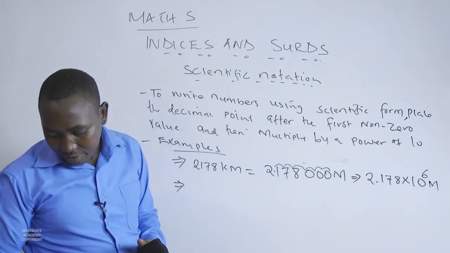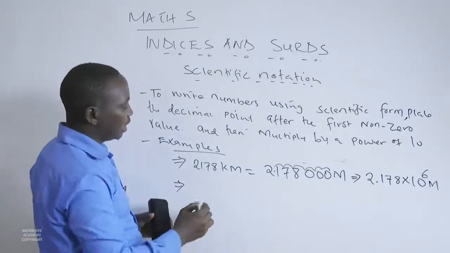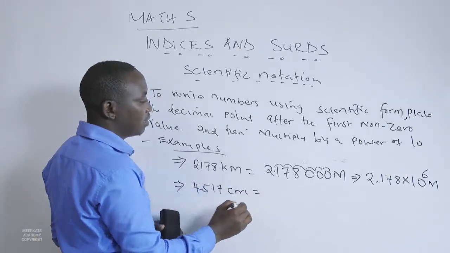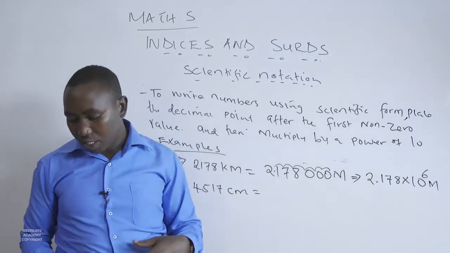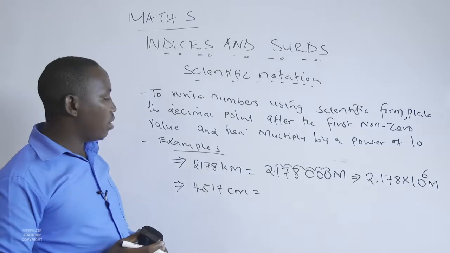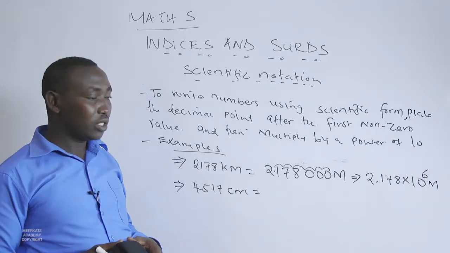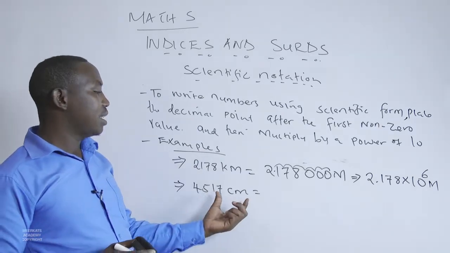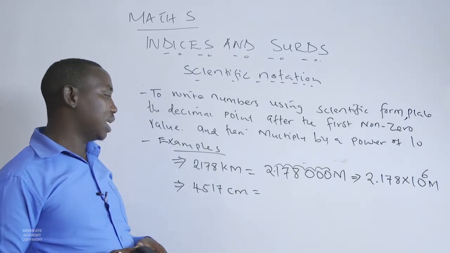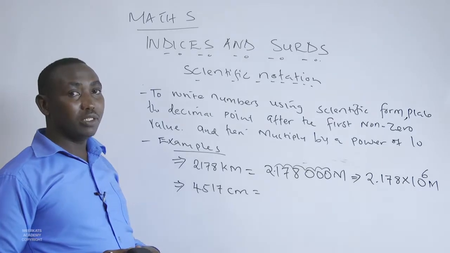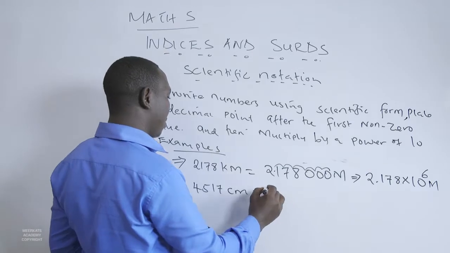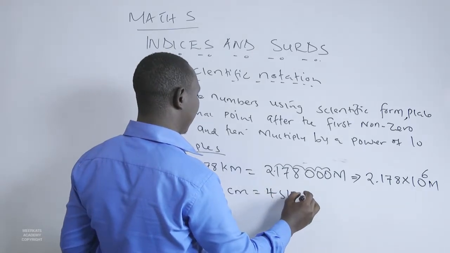We can have 4517 centimeters, and we would like to express it in terms of millimeters. So we understand that 10 millimeters makes up 1 centimeter. Therefore, that means we need to multiply this by 10 to convert it to millimeters, and that will be 4517 millimeters.